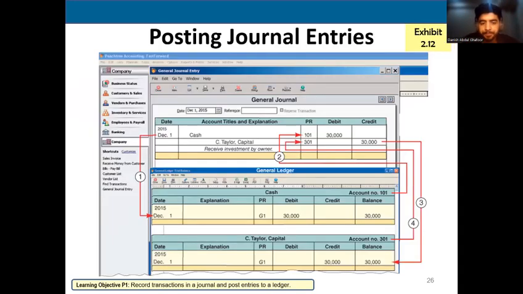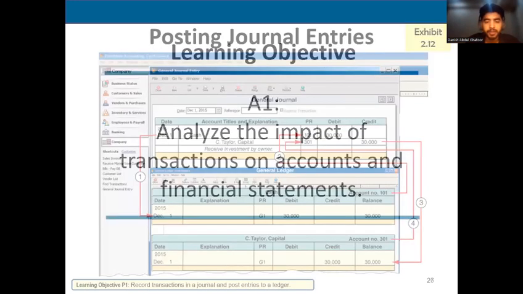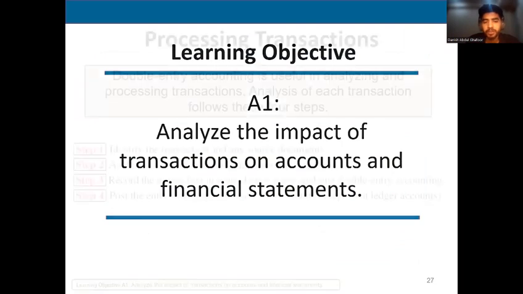So posting journal entries. Here you have been given arrows showing, for the date, how the entry is recorded. We have taken the date from the general ledger, posting it in the general journal. The date came from the cash and capital account titles. The reference number also came from the general ledger. Debit and credit amounts also came from there. It's not a typical thing, we can see from here.